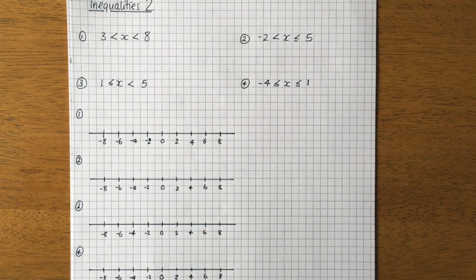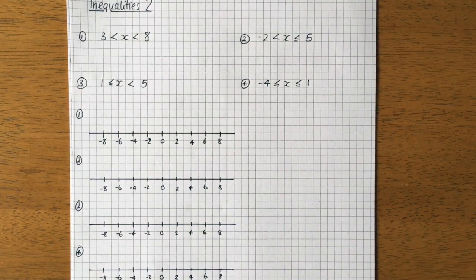Everybody, and welcome to Inequalities Part 2. So you should have done the questions now where you were looking at inequalities that only had one inequality symbol in them. Now we're going to look at where there are two inequality symbols. Okay, so it gets a little bit more complicated, but the same rules still apply.